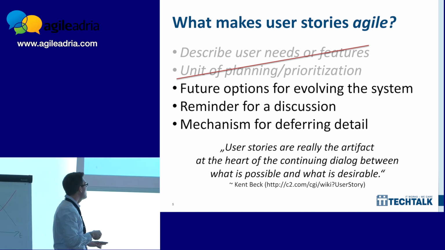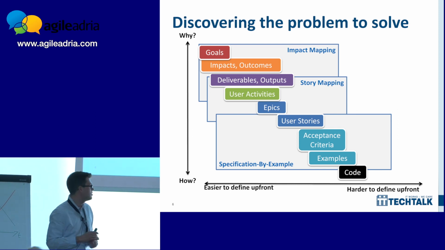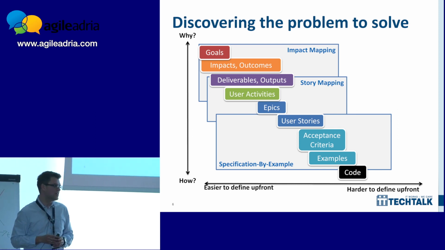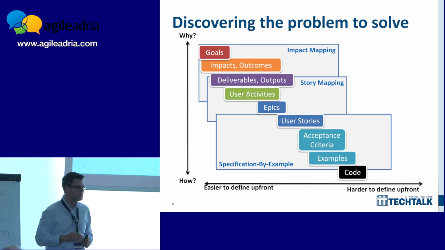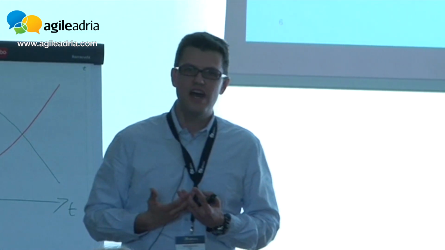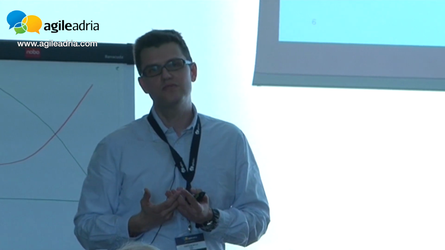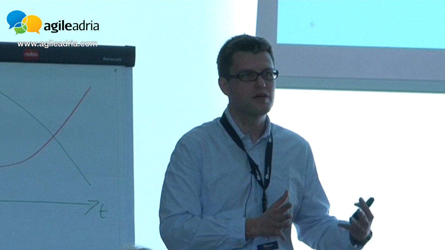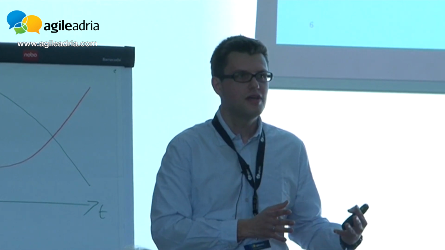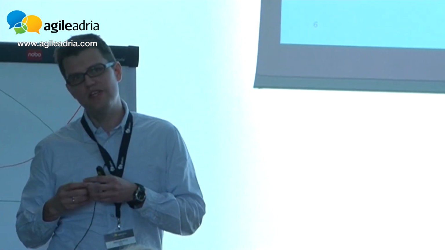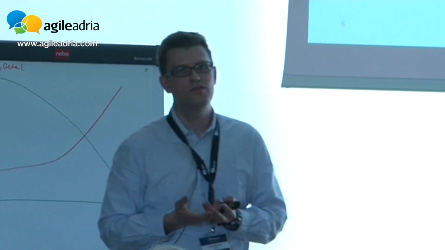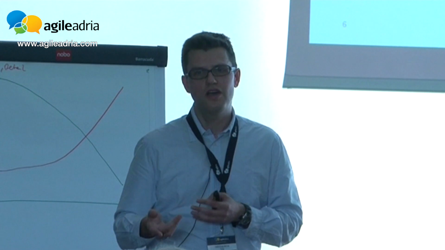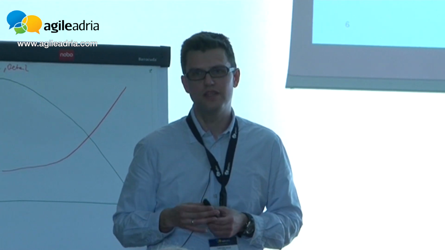Depending on how easily you can define something up front or how hard it is to define it, there are different goal levels of requirements. So the more a requirement explains why you need something, the easier it is to make this assumption up front. The more a requirement or an artifact tells you how you want to have something implemented in detail, the harder it is to define it up front.